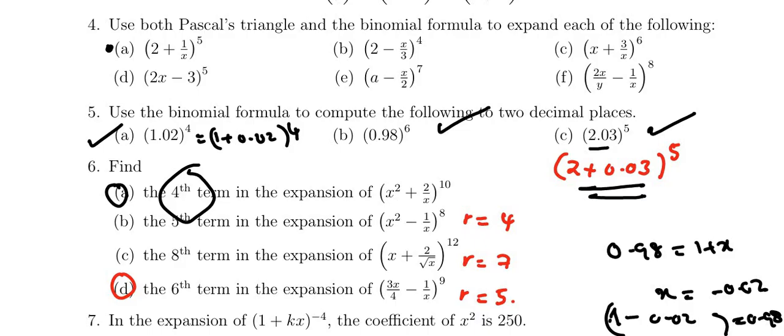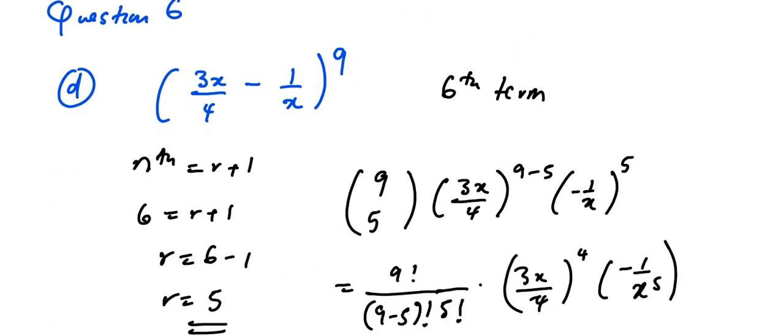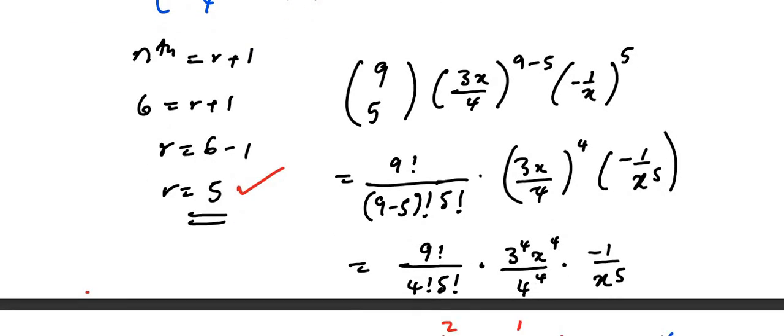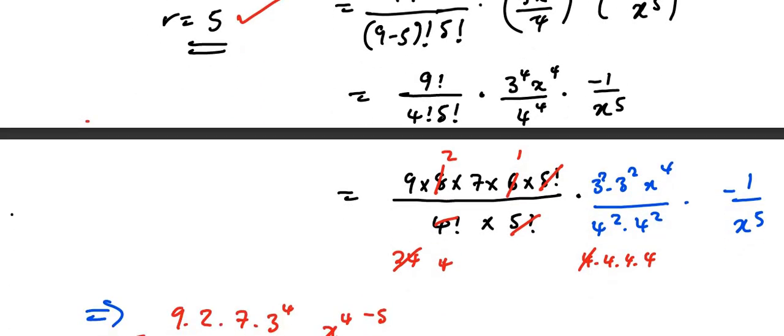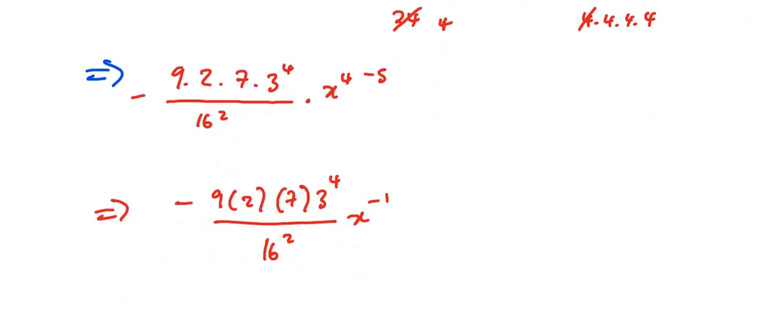Then the next one, if they say the 6th term, meaning they want r equal to 5, right? So the next one here, I just got my r here, so that's my r. Then I replace in the formula. Then I solved the whole expression. Be careful with the fractions. Anything that can cancel, we cancel it. This is a multiplication here, not subtraction. So you'll notice that your expression is something like this.